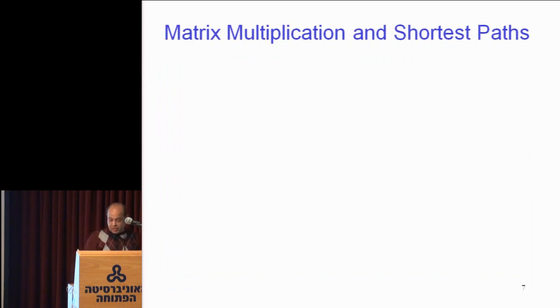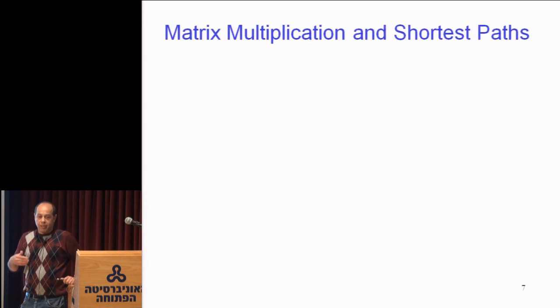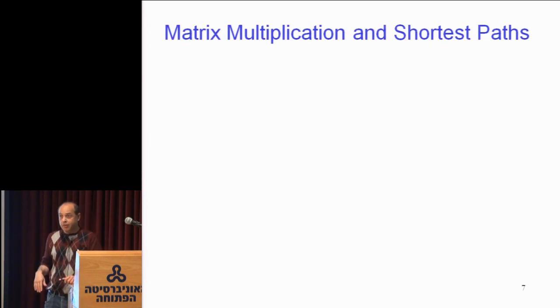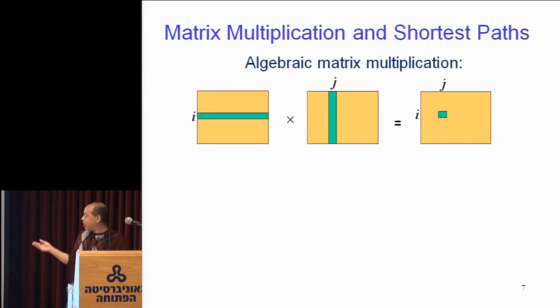Okay, so we see here that whenever we have integer edge weights, somehow matrix multiplication starts to play a role in these algorithms. And what I want to do in the next few minutes is explain why this is the case. So let's first remember general algebraic matrix multiplication.